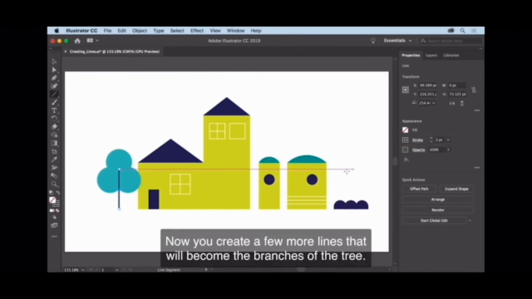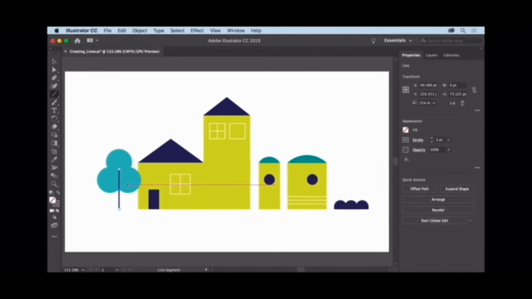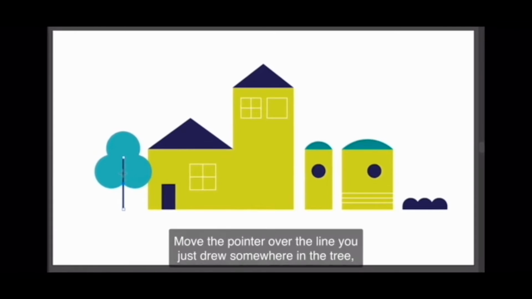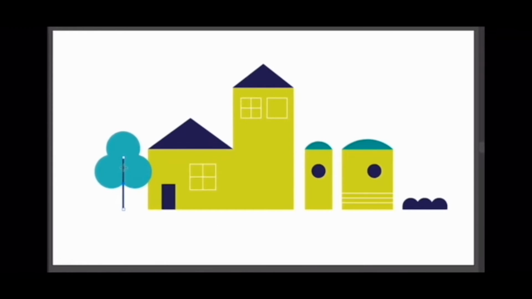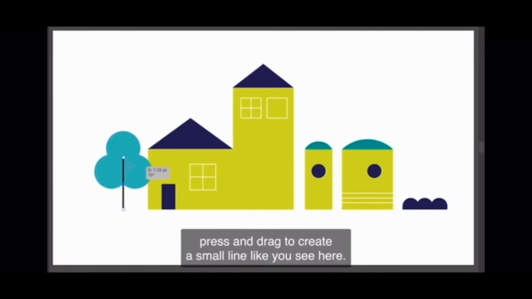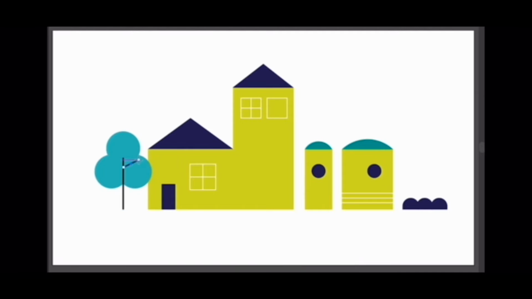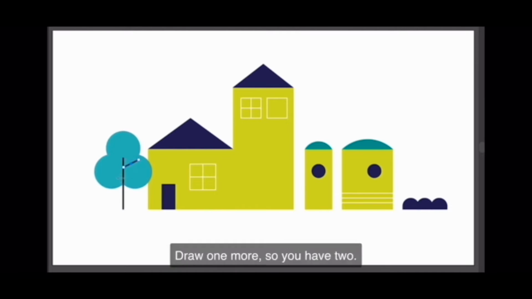Now you create a few more lines that will become the branches of the tree. Move the pointer over the line you just drew somewhere in the tree. Press and drag to create a small line like you see here. Draw one more, so you have 2.